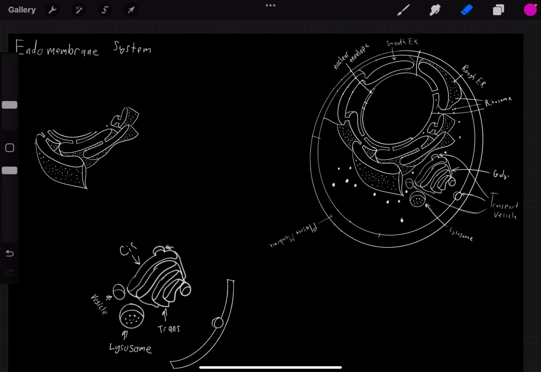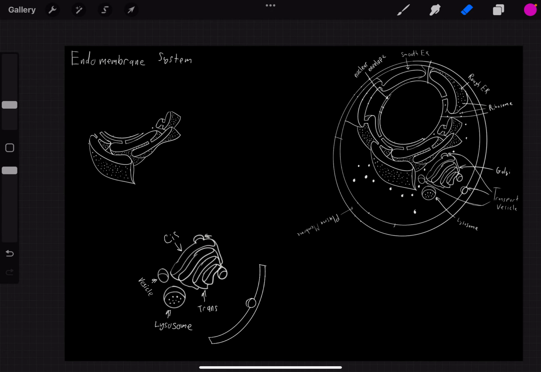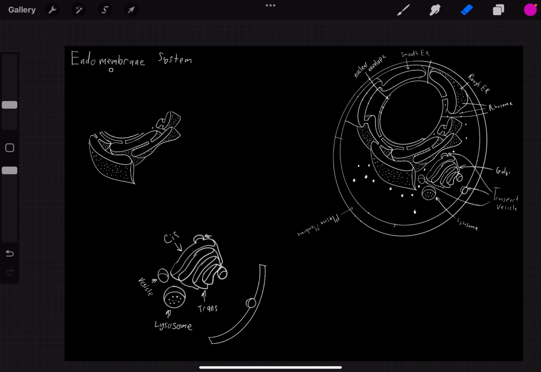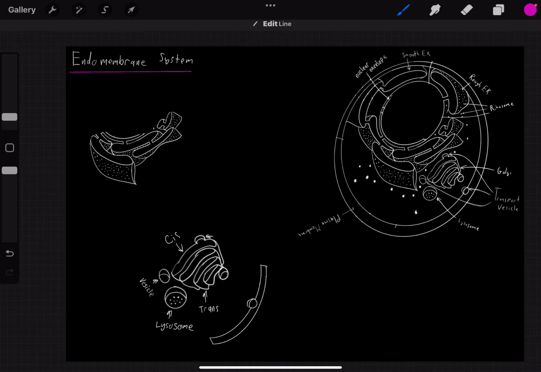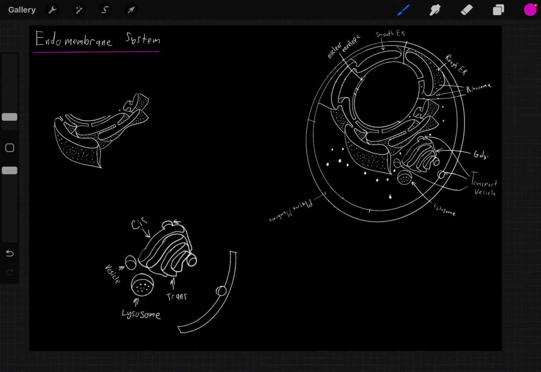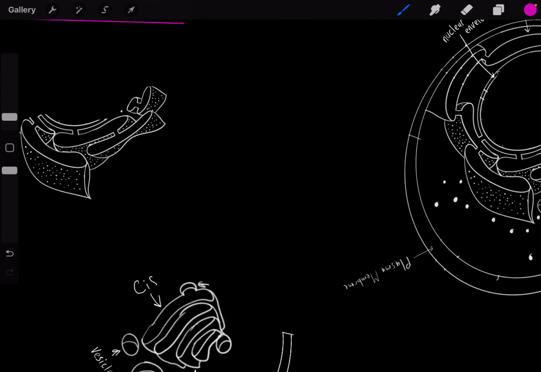Now we can have fun and talk about the endomembrane system, which is a long process, but pretty simple to understand. It's basically just the making of membrane proteins and secreted proteins and lipids, as well as lysosomes. So we'll go over the steps real quick.